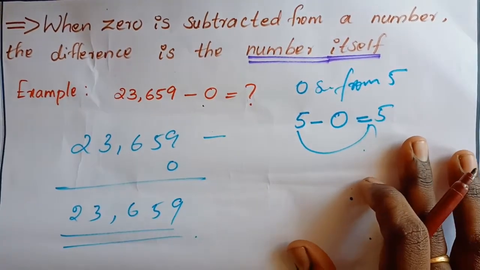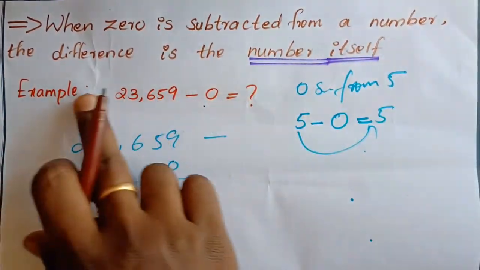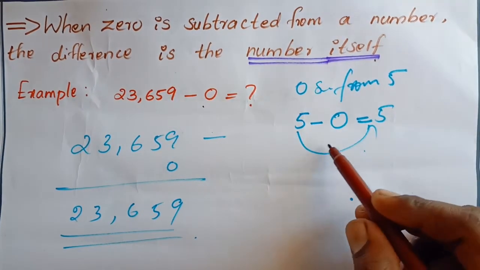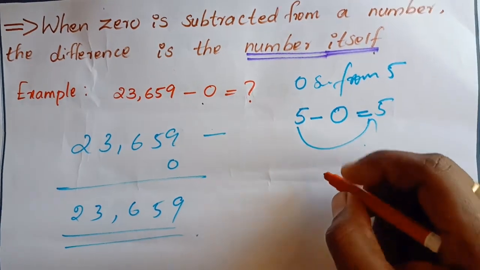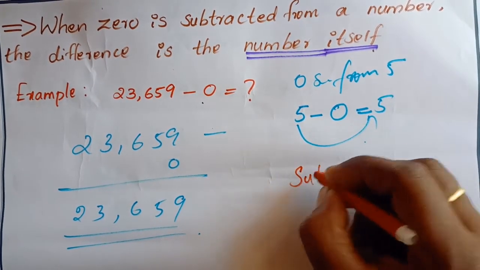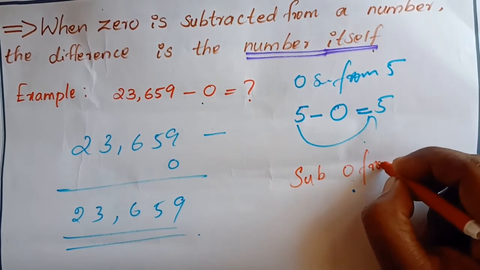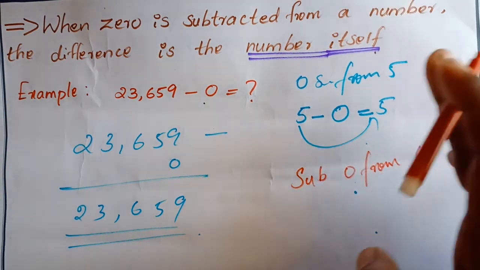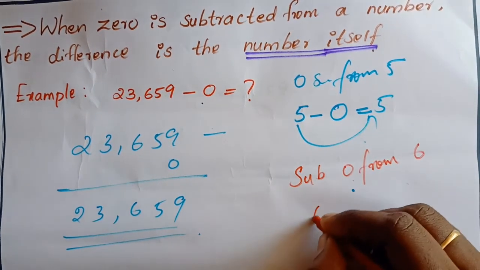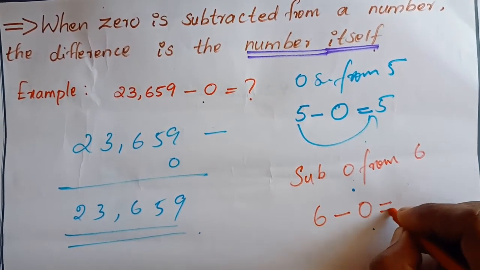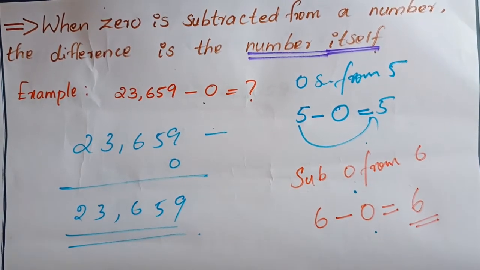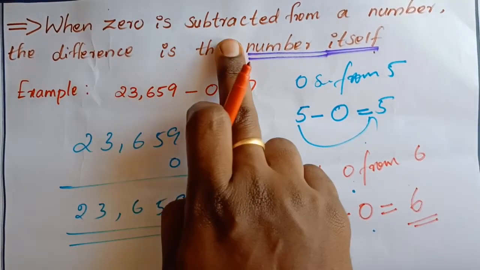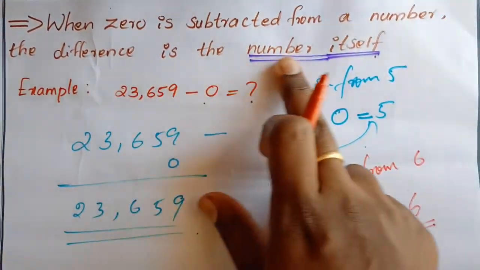What is the very next property? When 0 is subtracted from a number, the difference is the number itself. For example, my question: subtract 0 from 6. How do we write it? The number that comes after "from" you should write first. So 6 minus 0, what is the answer? 6. This is the property we explained here.